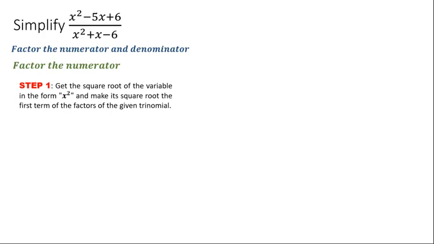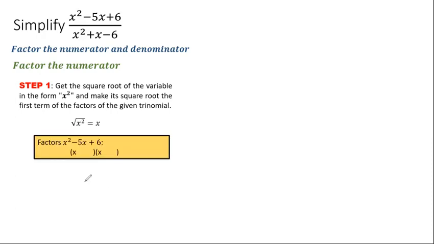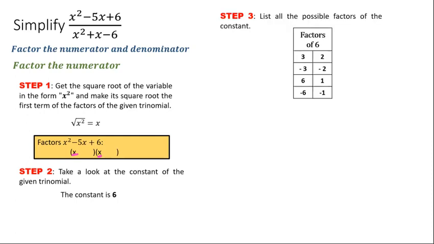Now, yung ating x squared or yung first term natin, kunin lang natin yung square root which is equal to x. Kaya siya yung magiging first term sa dalawang factor ng ating trinomial. Next, we will take a look at the constant. And the constant here is positive 6. Now after that, we will proceed now to step 3, which is we will look for all the possible factors of the constant, which is yung ating 6.